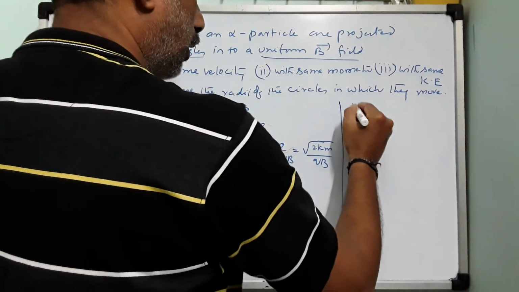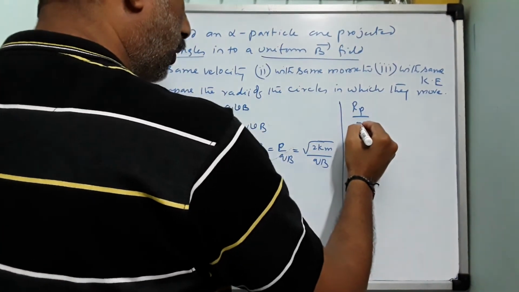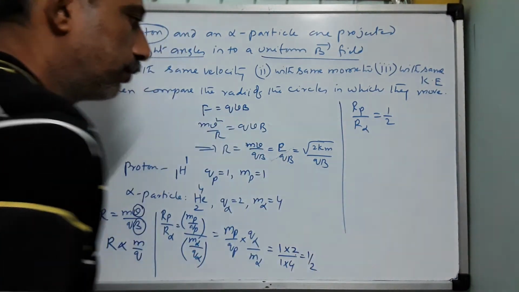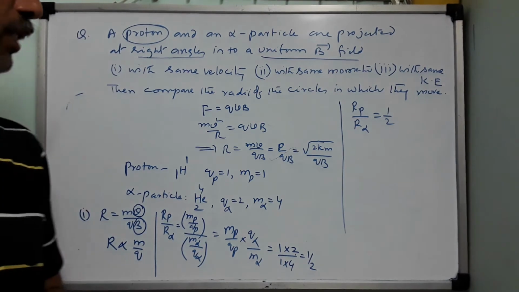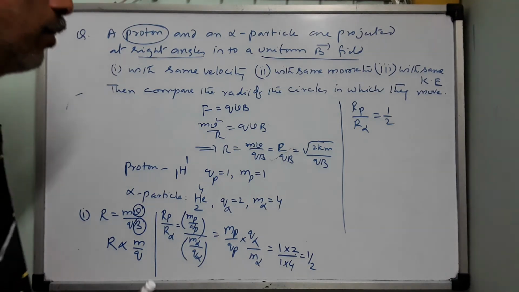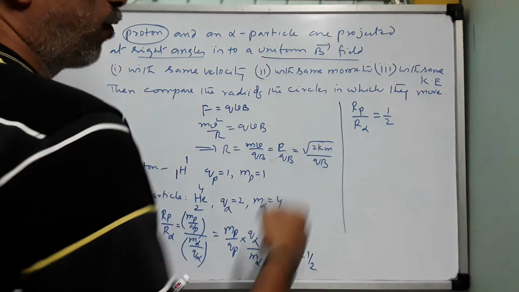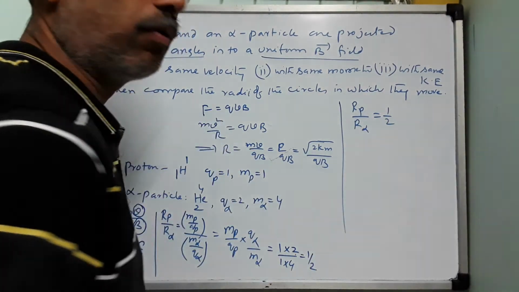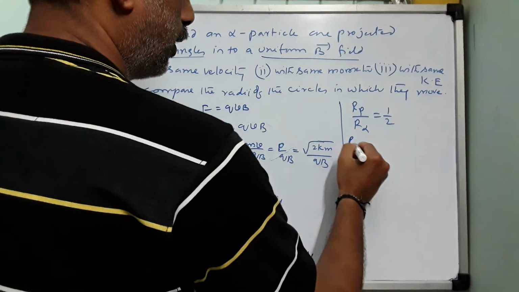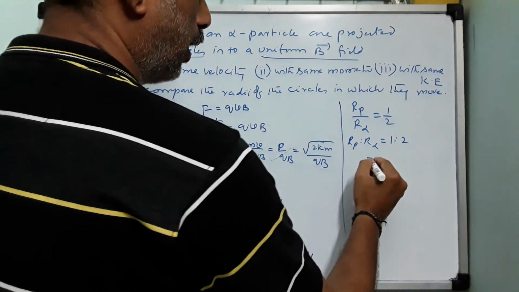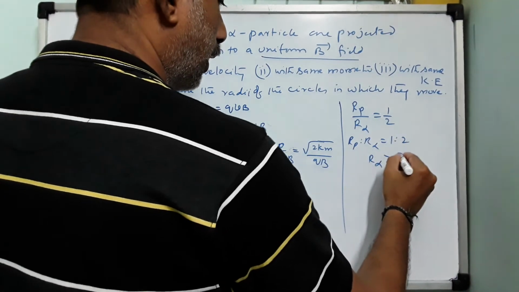What is this? The answer is radius described by proton by radius described by alpha. The final answer is 1:2. So which is moving in a circle of bigger radius? Alpha particle is moving in a circle of bigger radius. Okay. So to compare the radii, Rp by R alpha equals 1 by 2, or Rp is to R alpha equals 1:2, or R alpha is greater than R proton.